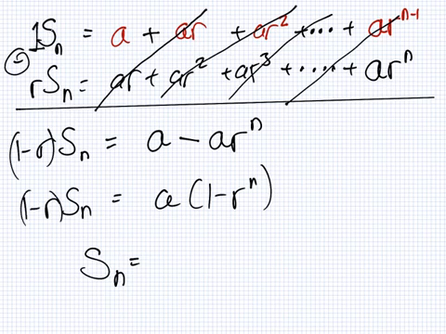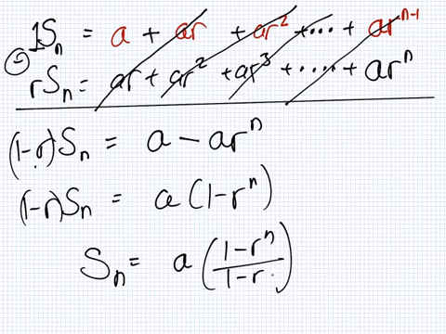There's one of these minus R of these. So, 1 minus R of them. So, Sn equals a(1 minus R^n) over 1 minus R. You can use this formula in all situations except for one situation, and what's that? When the R is more than 1?